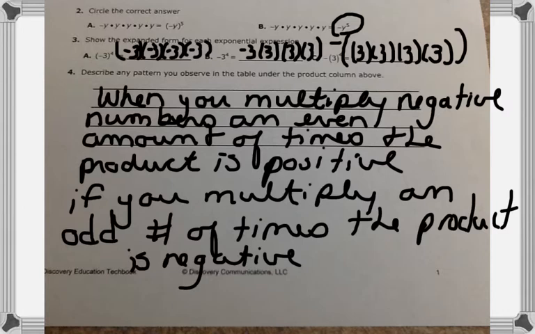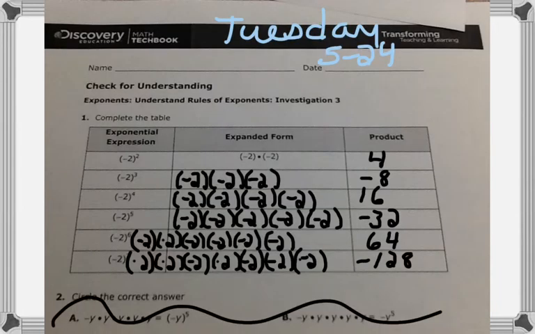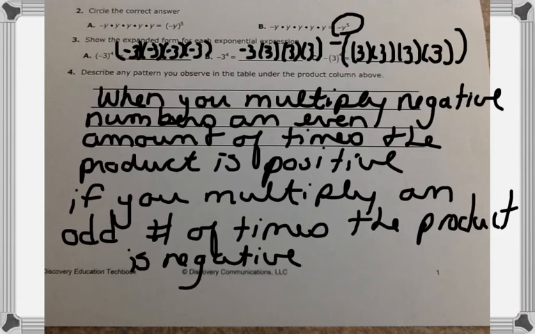Then it says, describe any patterns that you noticed in the table. Now that's why I was having you look at this. When there's 2 numbers multiplied, it's positive. 3 numbers, it's negative. 4 numbers, it's positive. 5 numbers, it's negative. 6 numbers, it's positive. And 7 numbers, it's negative again. Every time there's an even amount of numbers being multiplied together, you get a positive final product. So I said when you multiply negative numbers an even amount of times, the product is positive. If you multiply an odd number of times, the product is negative.